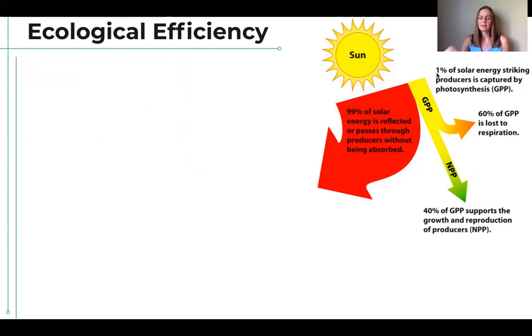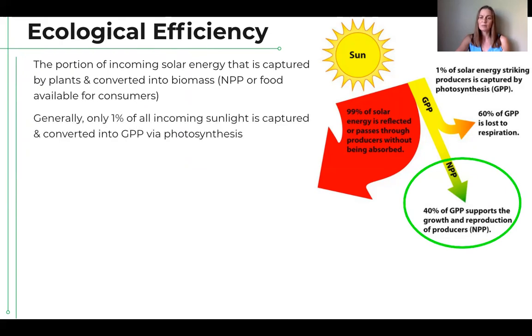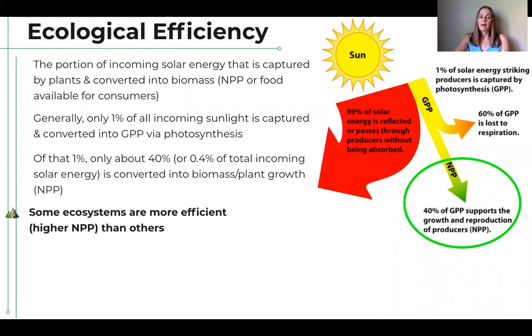Of that 1% that's absorbed, only 40% of that supports the growth and reproduction of the producers, and 60% of it is lost to respiration. So 1% of incoming sunlight is captured, only 40% is converted into biomass or plant growth. That's NPP, net primary productivity. So 0.4% of our total incoming sunlight that strikes the plant, that's not even counting the sunlight that doesn't strike the plant, but 0.4% of the total incoming solar energy gets converted into biomass.